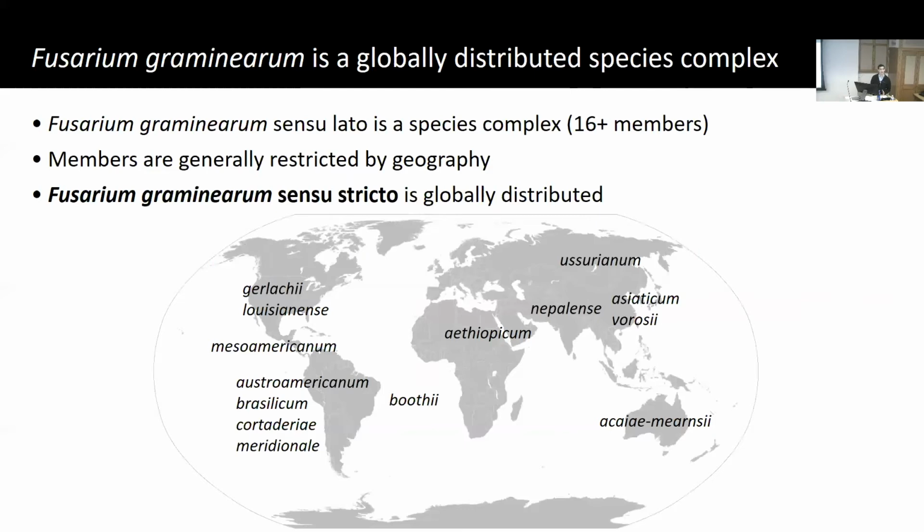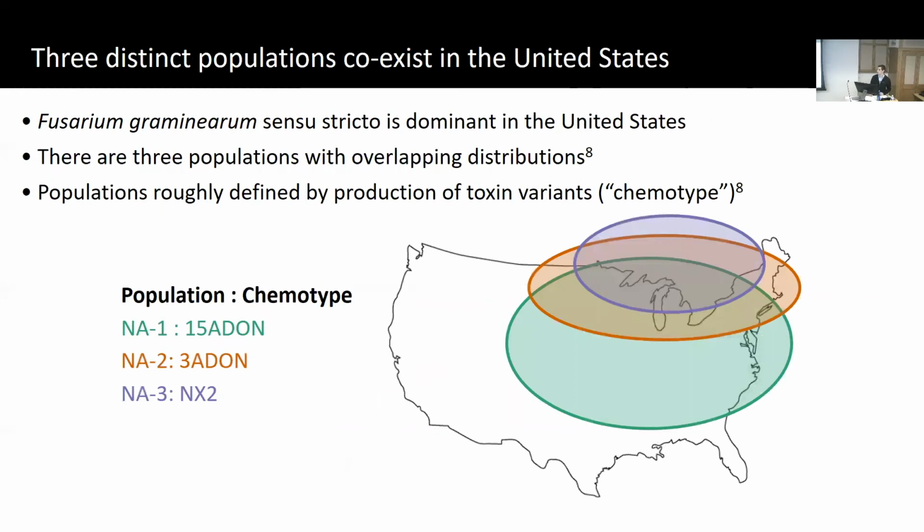It's also by far the most important species in North America. Looking at just the United States, Fusarium graminearum in that narrow sense is the predominant species. There are 3 populations that exist in overlapping geographic ranges, shown here on this map of the US. These populations are roughly defined by their production of different mycotoxin variants, also known as chemotypes. And these chemotypes can be predicted from single gene markers.